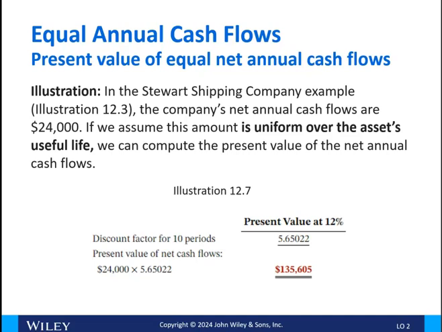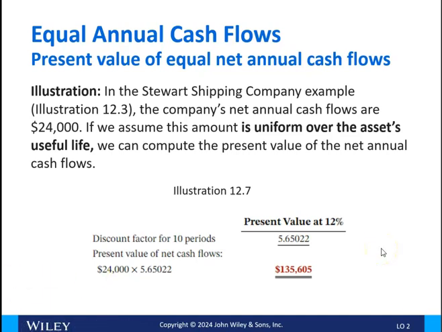You look at the interest rate across the top of the table. We'll go to 12% in this case. Down the rows are the number of periods. In this case, 10 years, 10 periods, so we go down to 10. Going over to 12% and down to 10 periods, we find 5.65022. So we multiply 24,000 times 5.65022, and we get 135,605. That's the present value of those cash flows.